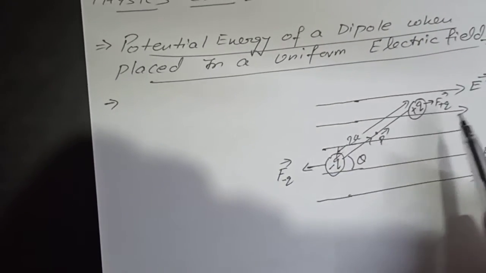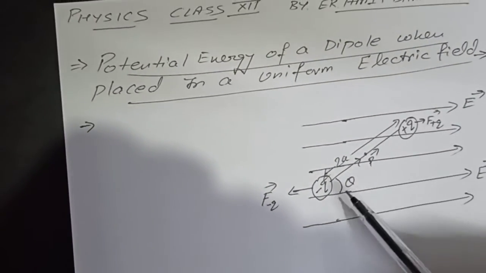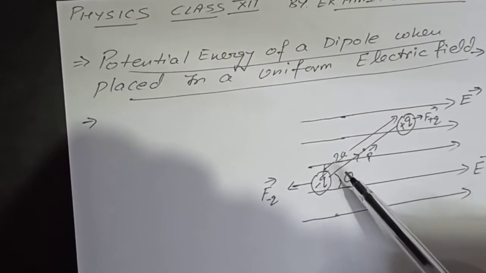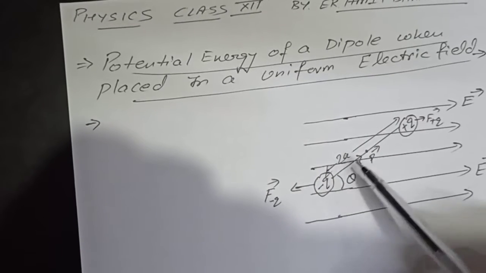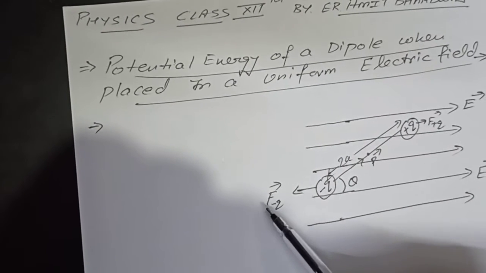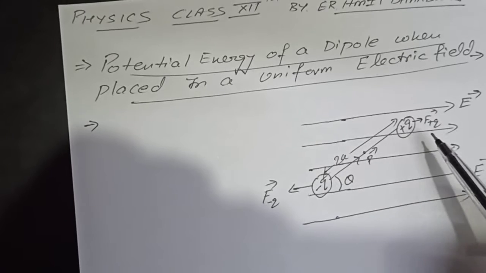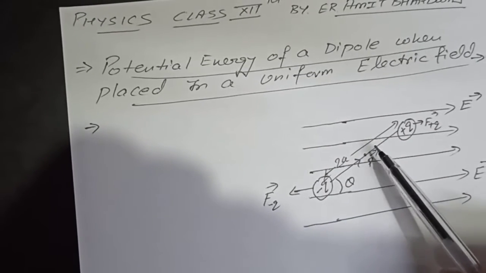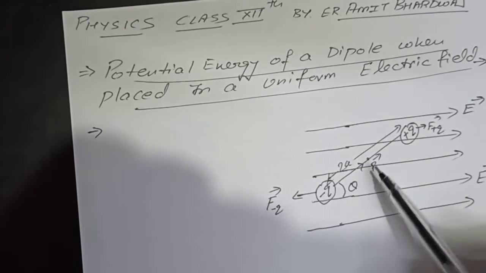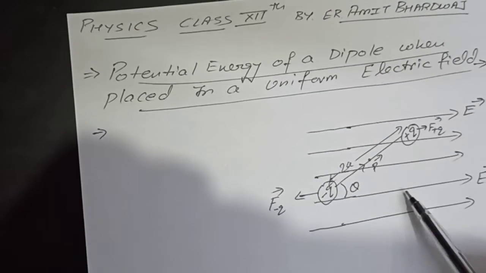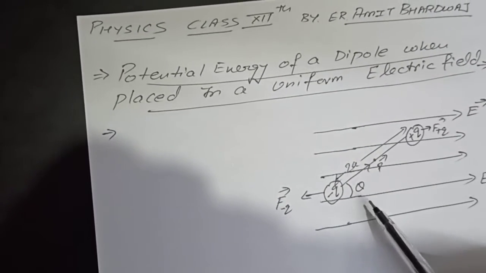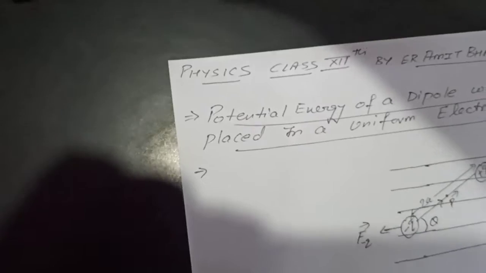This is the uniform electric field, and here is the electric dipole that is inclined. This is the dipole, minus q and plus q, having the forces F on minus q and F on plus q, at a distance 2a, and dipole moment P from negative to positive, and the electric field is in this direction, so it has the angle theta with it.